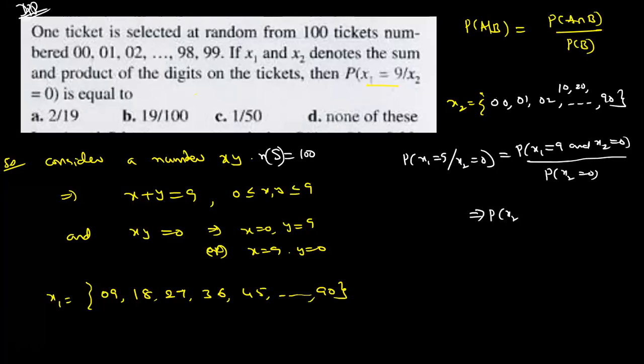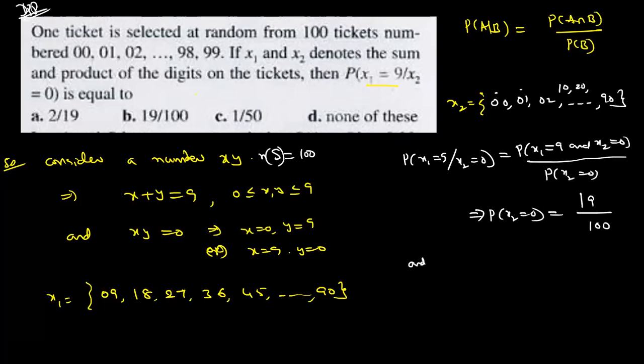P of x2 is equal to 0. Anyone? What is the answer? X2 is equal to 0 means what? 0, 0, 0, 1 and so on up to 0, 9. Then 10 plus 10, 20, 30 up to 90, which means there are 19. See carefully, 19 by 100.